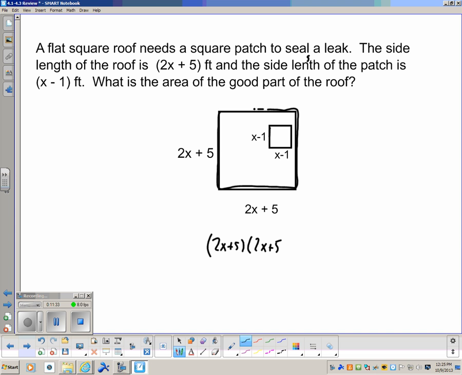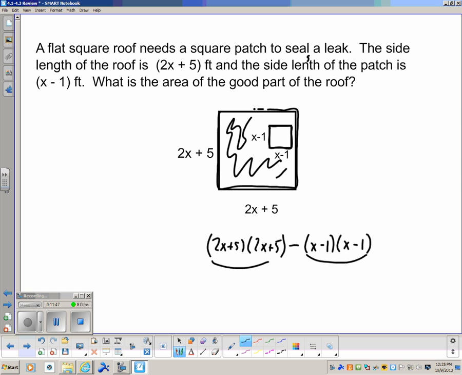But we're supposed to subtract off the part that's leaking, which is the x minus 1, squared. So x minus 1 times x minus 1. So what I'm going to do is FOIL this out and FOIL this out. Really we're trying to figure out the area of that part that's all colored in. So FOILing this first part out, I get 2x times 2x is 4x squared. 2x times 5 is plus 10x. 5 times 2x is 10x. And 5 times 5 is 25.